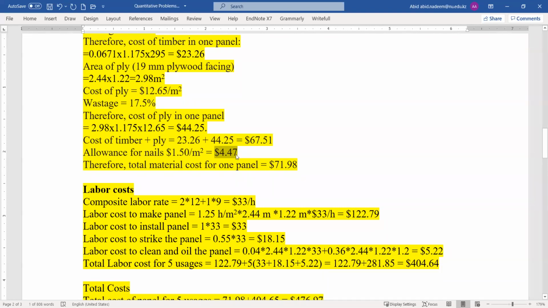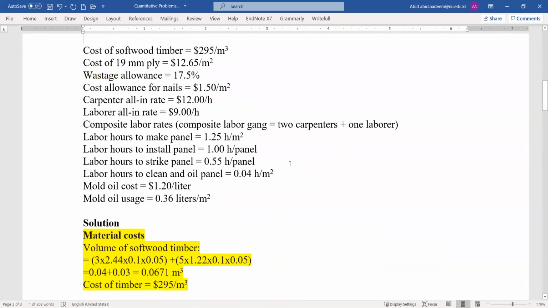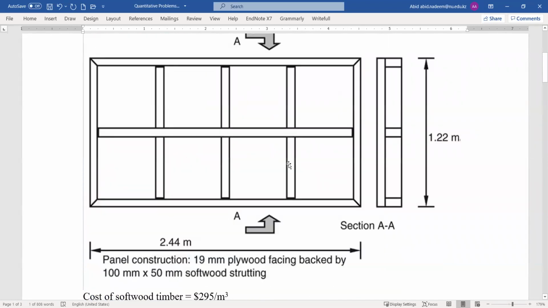Okay. Therefore, we can calculate the total cost as 71.98, which will be 67.51 plus 4.47. So that will be the total material cost needed for this. Okay, so is the overall idea clear for this?